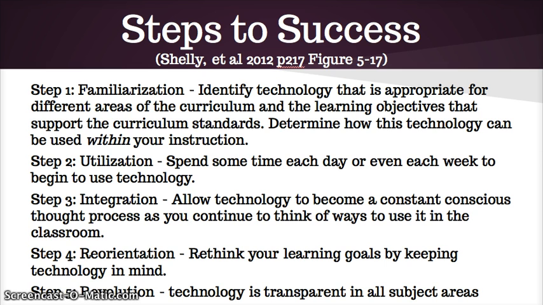Step 5 is revolution. This is when technology has become transparent in all subject areas. As the technological comfort level of you and your students increases and the routine usage develops, technology will eventually become seamlessly woven into all parts of the teaching and learning process. You'll know when step 5 has been accomplished as the effort you apply to integrate technology and to reorient your goals decreases and becomes second nature to you.